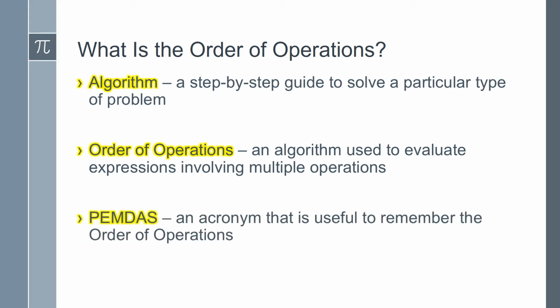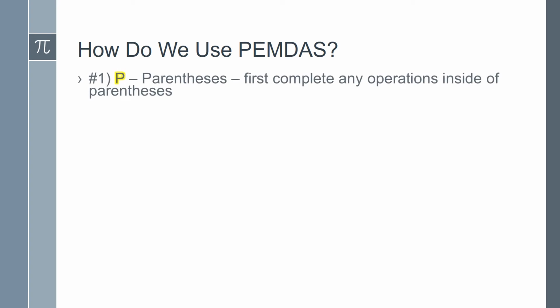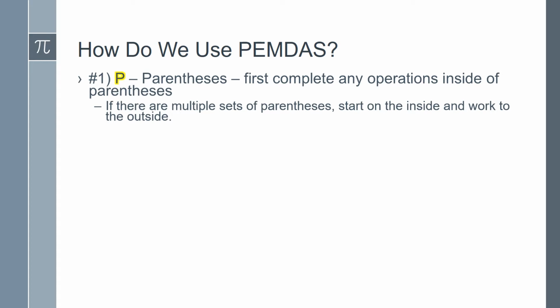And next is PEMDAS. PEMDAS is an acronym that is useful to remember the order of operations. Okay, so I know what you're thinking. How do we use PEMDAS? Well, first we take a look at the P. P stands for parentheses. First, you have to complete any operations inside of parentheses. If there are multiple sets of parentheses, start on the inside and work your way to the outside.